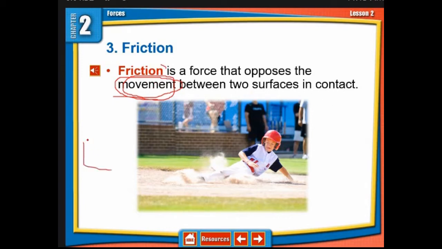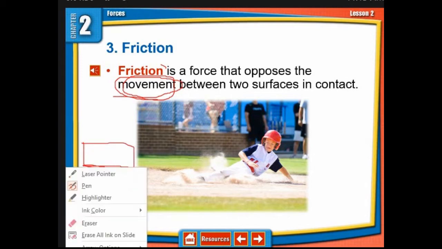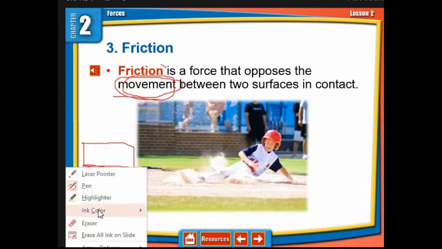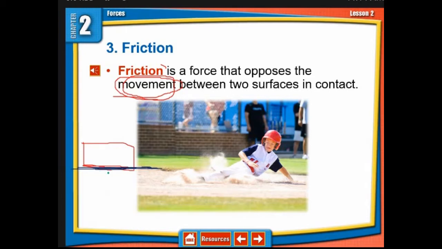So for example, if this is the box and you're going to move the box, and by the way, this blue line is the ground, for example, and then you move that box, when you move that box, there will be friction. Why? Because the box is moving, and while it's moving, it's in direct contact with the ground.